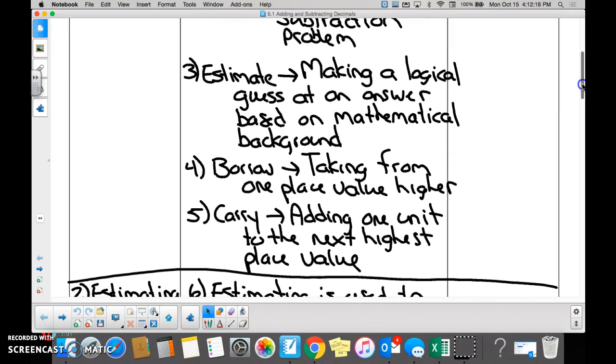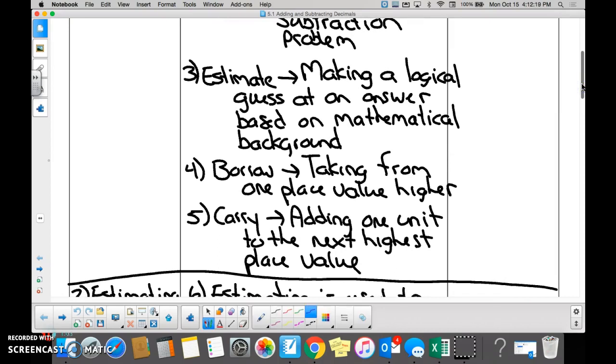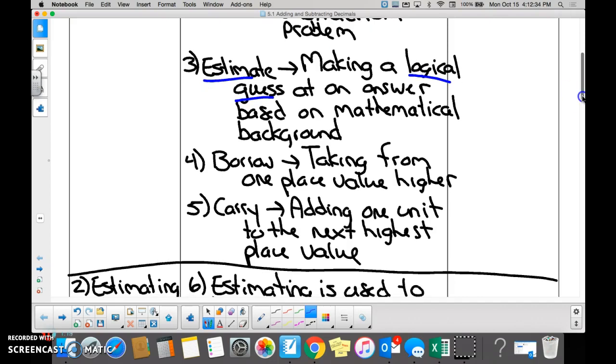Estimate is kind of our own definition, or my own definition here for you. I call an estimate a logical guess based on mathematical background. Okay, so an estimate would be a logical guess based on mathematical background. We'll talk a little bit more about that when we get down to main idea number 2. And then 4 and 5, borrow would be taking from one place value higher, and carrying would be adding 1 unit to the next highest place value. And again, we'll show you all about borrowing or carrying, which you've been doing for the past few years, down below. At this point, we are done with main idea number 1, which is the vocab.